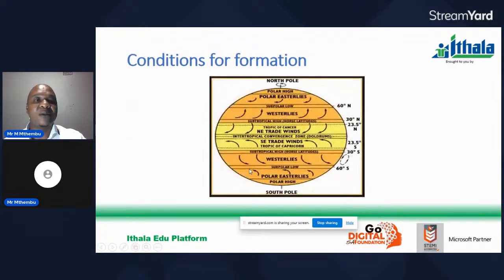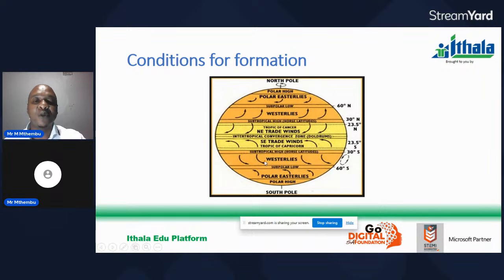Now let us look further at the pressure belts, still looking at the conditions for the formation of a mid-latitude cyclone. Remember, grade 12, a mid-latitude cyclone occurs between 30 degrees as well as 60 degrees, both north and south. So which means a mid-latitude cyclone in the Southern Hemisphere occurs right here, and in the Northern Hemisphere it occurs right there, because there is 30 degrees as well as 60 degrees.